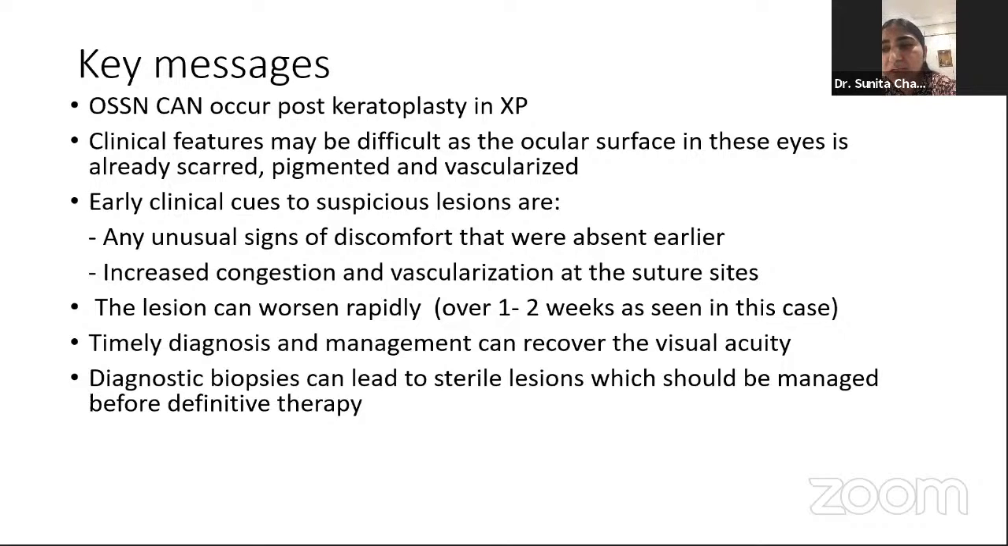Some of the early clinical cues, I feel, could be any unusual discomfort in the eye which was absent earlier, increasing congestion, vascularization in the suture sites, and infiltration in suture sites. These are the early clinical signs of suspicion. The lesion can rapidly worsen, as was seen in this particular case. In 1 to 2 weeks, she had a rapid worsening of the lesions. Timely diagnosis can help in the management and recovery of the visual acuity. And diagnostic biopsies such as AKE can lead to sterile lesions, which should be managed first before definitive therapy.